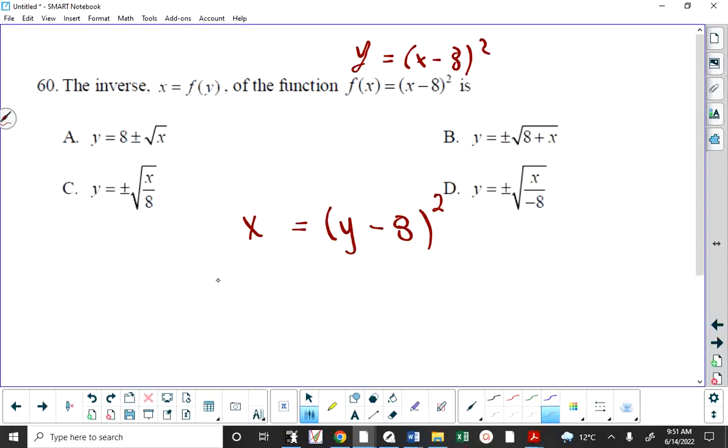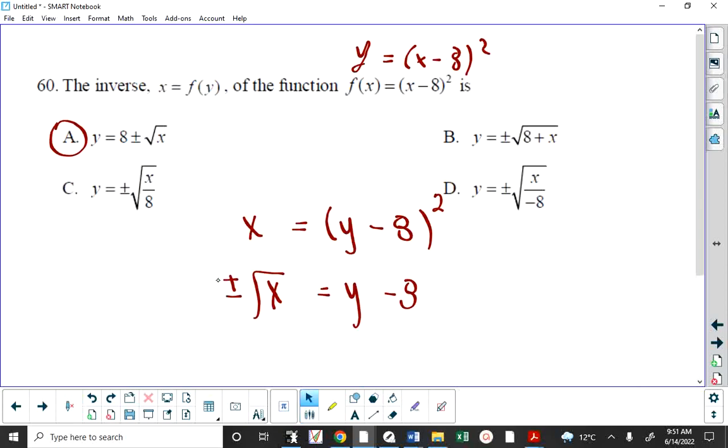I'm going to have to take the square root of both sides first before I can get rid of that 8, because the squared is on the outside of the operations. So that means I'm going to have plus or minus root x equals y minus 8. And then you can see that the answer will be 8 plus or minus root x when you add 8 to both sides. So could you also do 61? Absolutely. Take a look at 61.